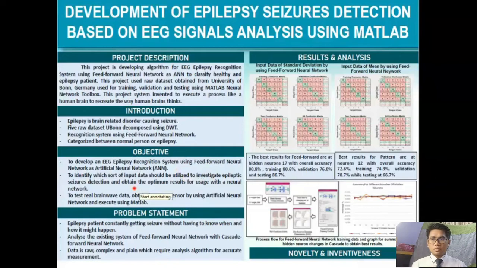Two input data have been used, which are standard deviation and mean. This is to test the output result and compare which gives the best overall accuracy. And lastly, to test real brainwave data obtained from an EEG sensor by using an artificial neural network (ANN) and execute it using MATLAB. This is to test the real data with the dataset that has been trained using the University of Bonn dataset.